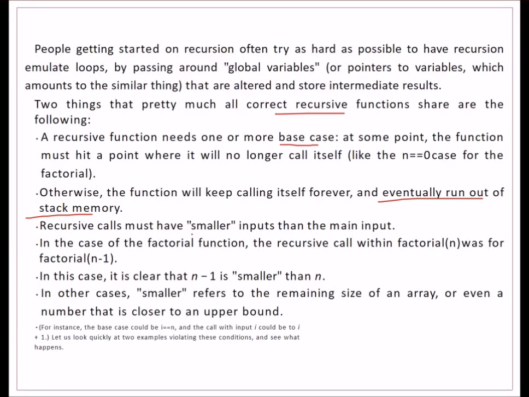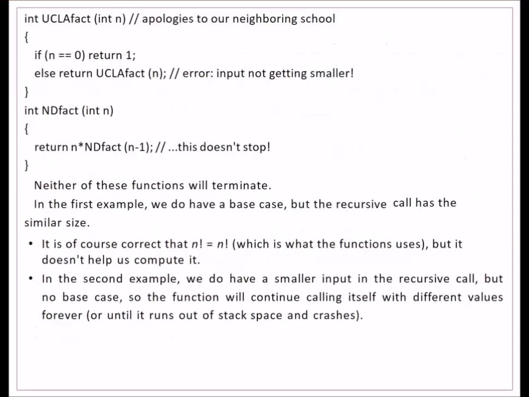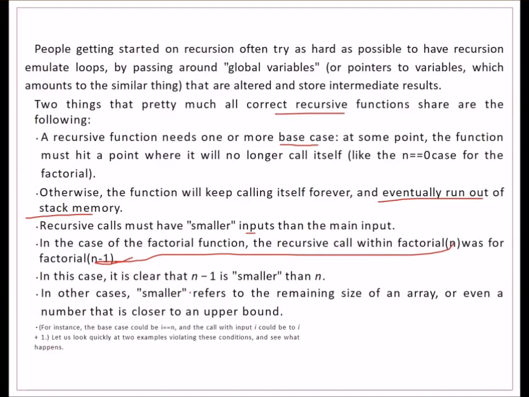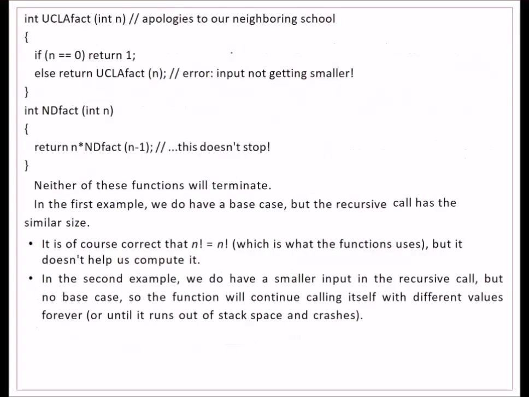And the recursive calls must have smaller inputs. That means n should call n-1, and n-1 should call n-2. So a recursive call always has to have a value smaller than the current one. Before I go ahead, I need to emphasize, we need to see certain examples violating some conditions, and we will know that this is our problem, this is what we should not do.